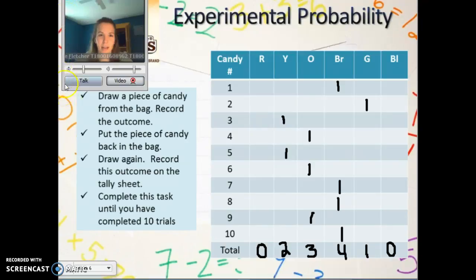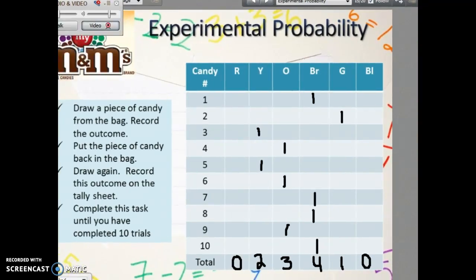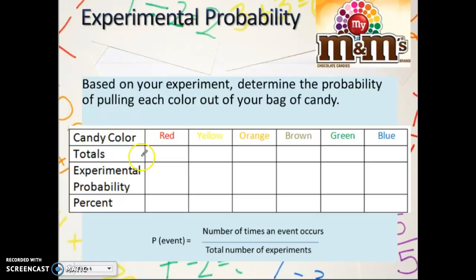All right, let's go ahead. Whoop, hang on, losing my screen here. There we go. All right, let's keep moving here. So 0, 2, 3, 4, 1, 0.